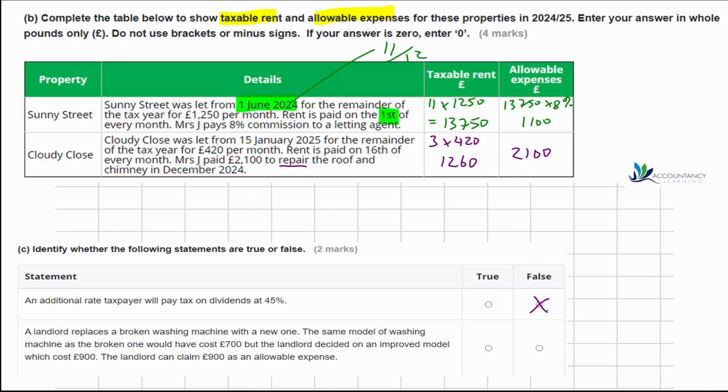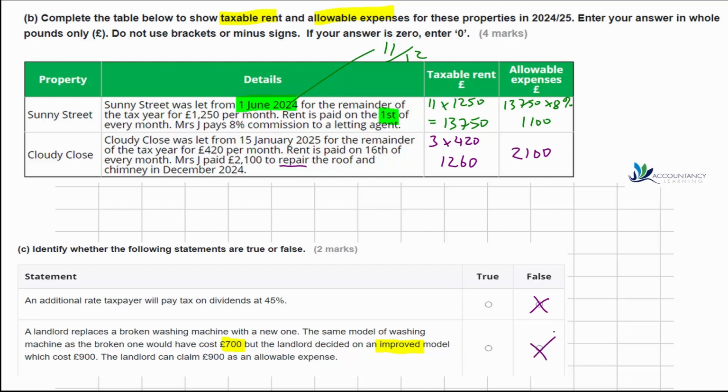And then a landlord replaces a broken washing machine with a new one. The same model of washing machine as the broken one would have cost 700, but the landlord decided on an improved model which cost 900. The landlord can claim 900 as an allowable expense. Well, the issue we have here is because they are replacing it with an improved model, then that's not okay. So the extra £200 would be a capital expense because that's an improvement. So they can only claim 700 as the allowable expense. So in this case, this answer would be false as well.